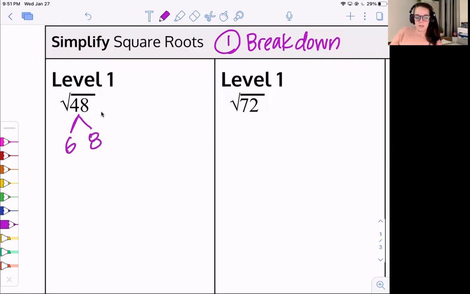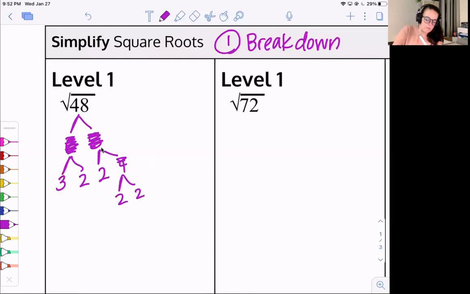I'm choosing those for now. You could choose whichever ones you want. It will all end up the same. 6 is 3 and 2. So I'm going to go ahead and cross out 6 because I multiplied 3 times 2 to get that 6. And then 8 is 2 times 4. The 8 is now gone. 4 is 2 times 2. That one is gone as well.